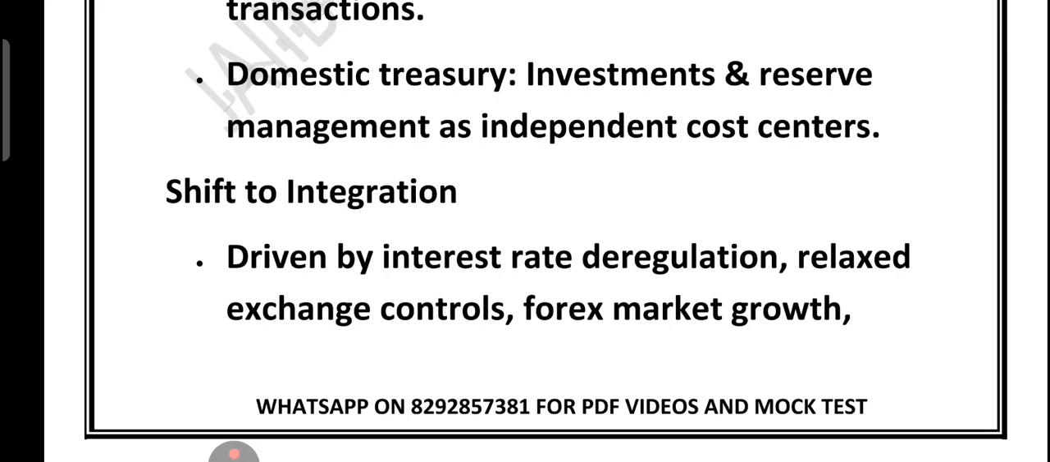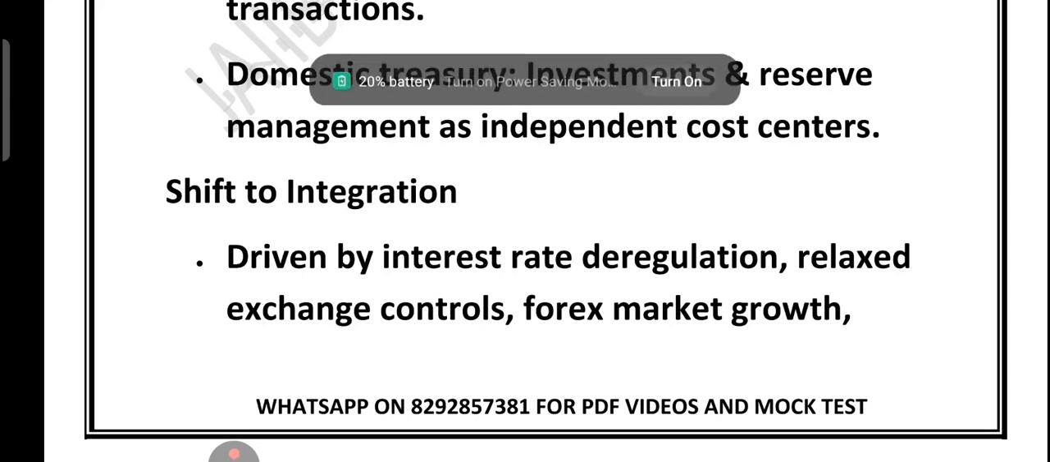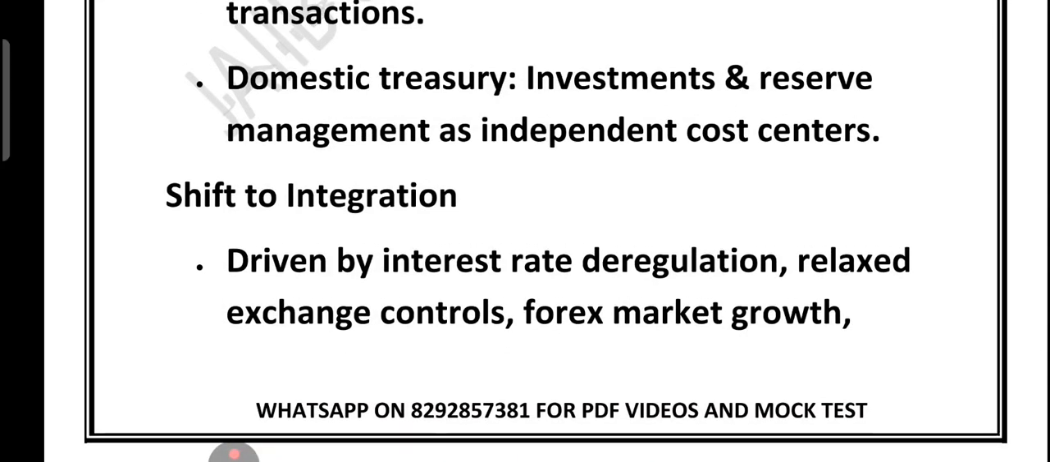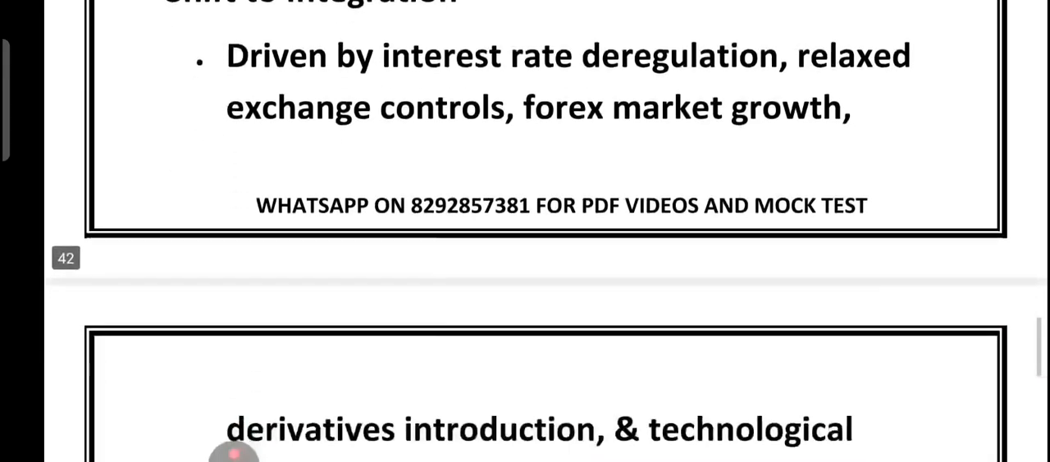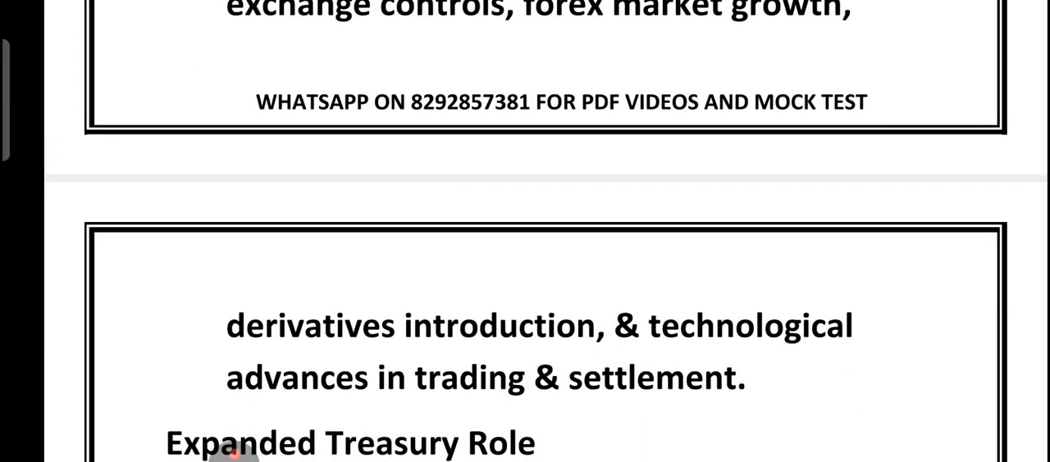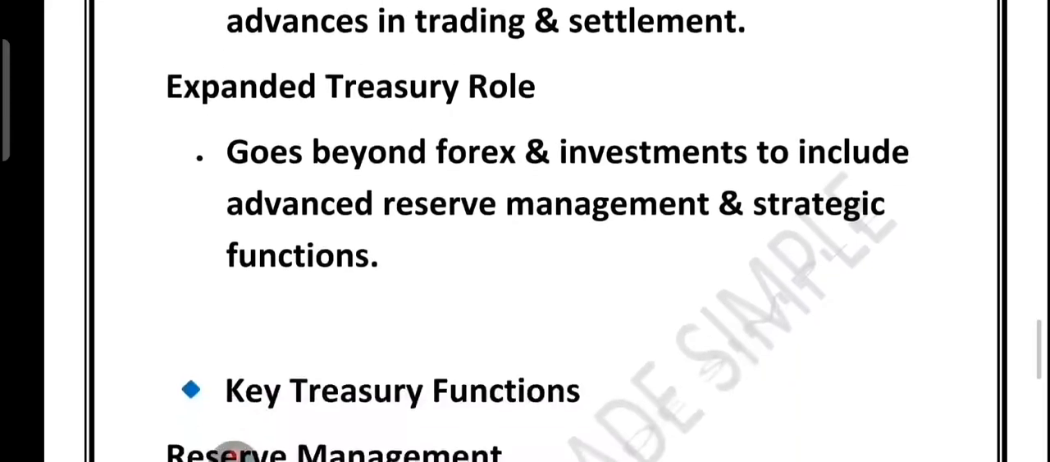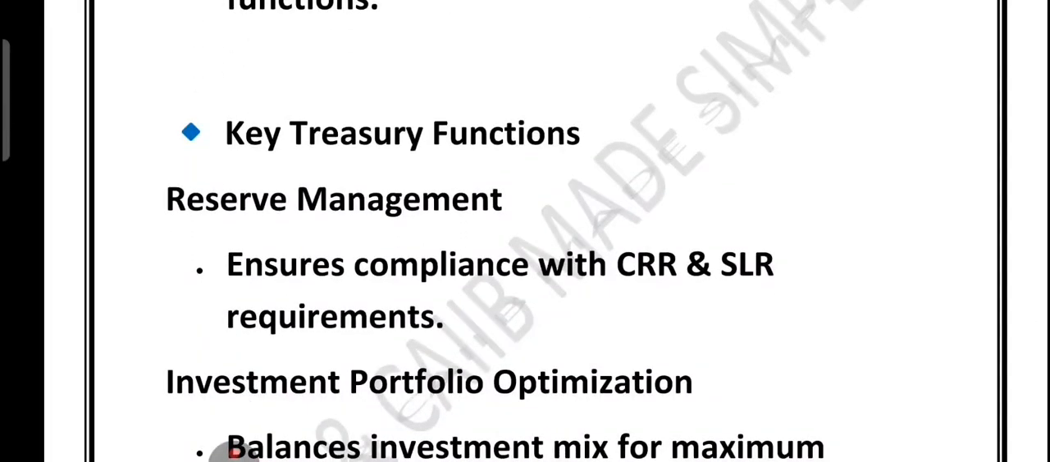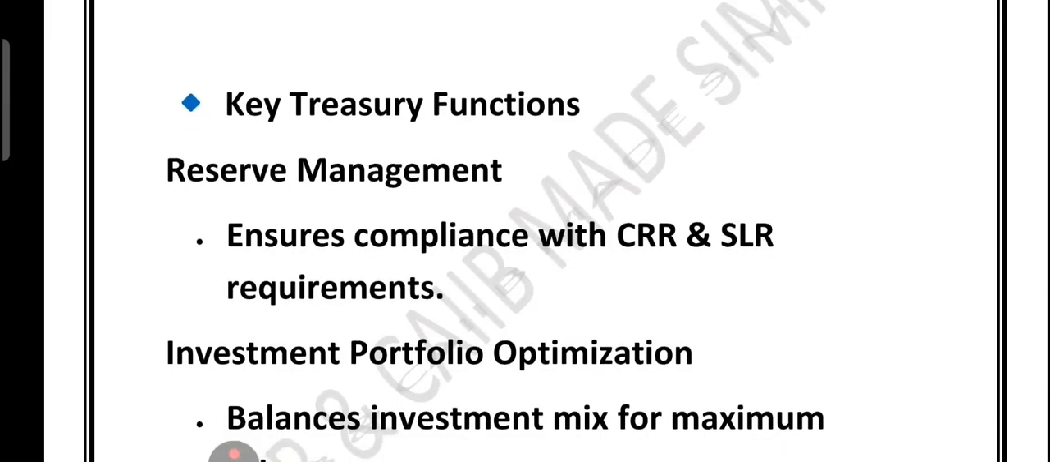But there are some factors which caused this unification. What are the factors? Interest rate deregulation, relaxed exchange control, forex market growth, derivatives, technology, right? Because of all this, the shift toward integration happened. Forex dealing rooms were working separately, ALM department working separately. Now the expanded treasury role goes beyond forex and investment. It includes advanced reserve management and strategic financial function. We have just talked about how integrated treasury combines traditional and modern practice, optimizing cash, reserves and investment. If you look at the key treasury functions, first of all, reserve management, which ensures compliance with CRR and SLR, keeping the bank liquid and safe as per regulatory norms.